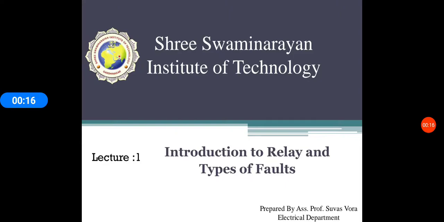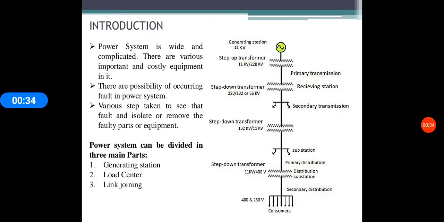Now, we start with a new subject, switchgear and protection, and the first topic of switchgear and protection is introduction to relays and the types of faults. So, we can start with what the switchgear and protection systems are. First of all, we can learn how it works.